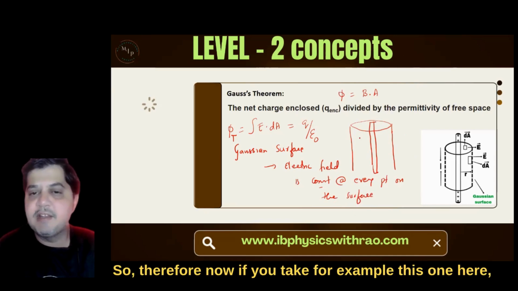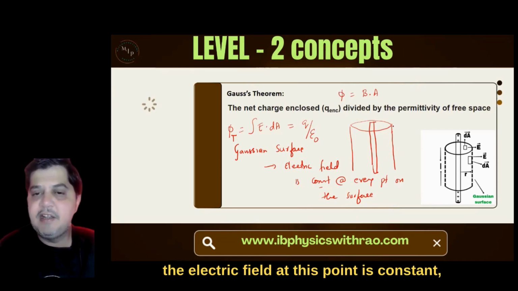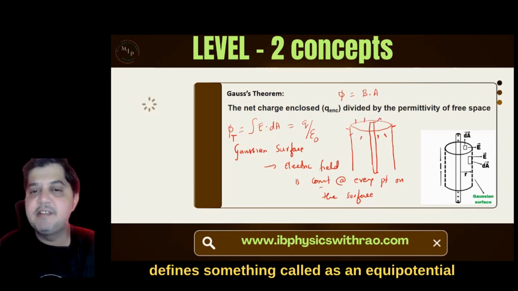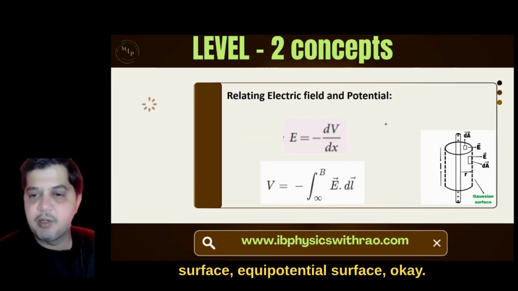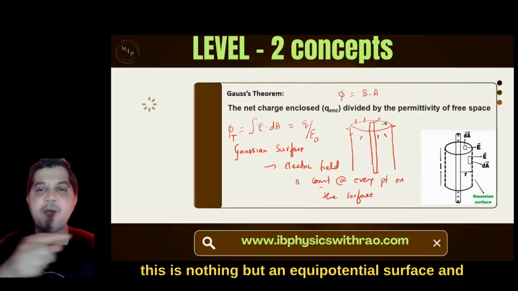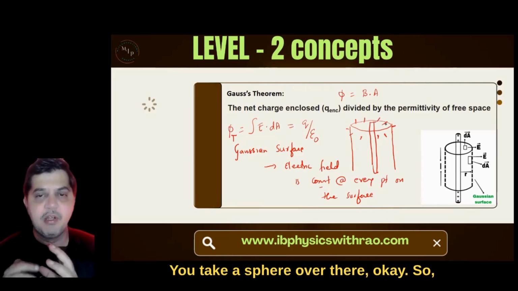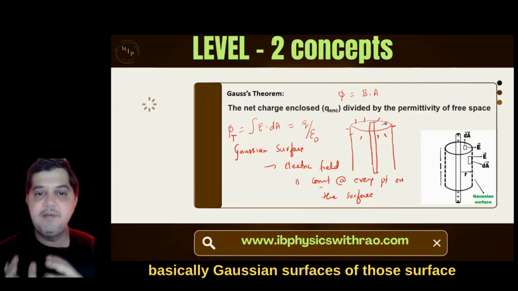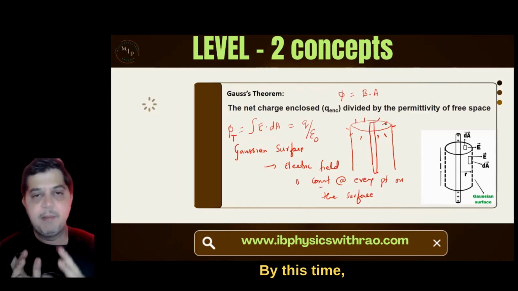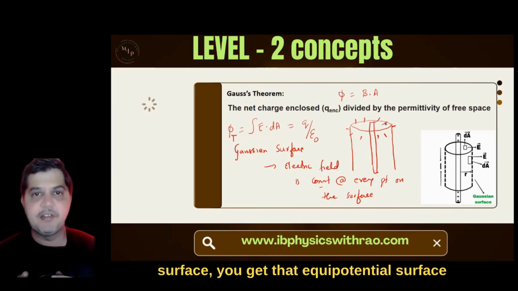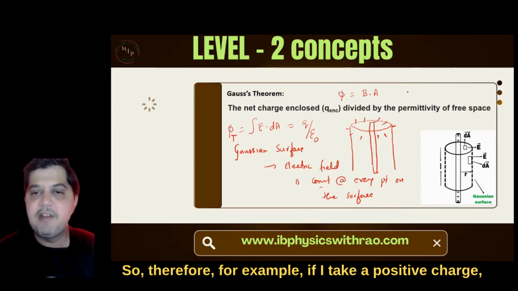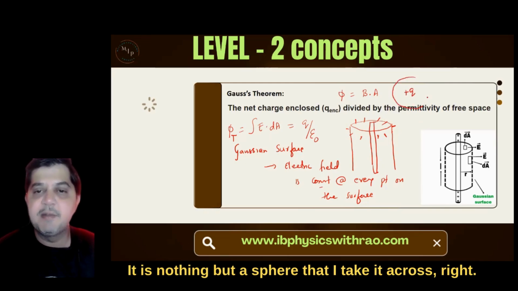Now if you take, for example, a line like this, the electric field at this point is constant, at this point is constant, everywhere it is constant. In other words, this defines something called an equipotential surface. This is what you have learned, right? If you have a point charge, for example, you draw a circle across it. This is nothing but an equipotential surface. And for a real equipotential surface, you take a sphere. Basically, Gaussian surfaces are nothing but equipotential surfaces. You need to consider the equipotential surface. By this time, you would have got to know how to get that equipotential surface: by finding out where the potential is the same. For example, if I take a positive charge, the equipotential surface is a sphere that I take across it.